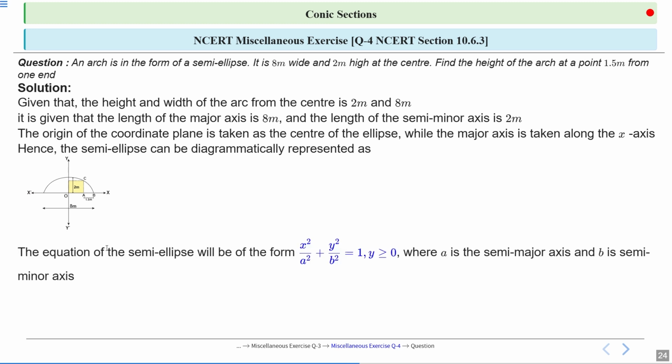The equation of the semi-ellipse will be of the form x square upon a square plus y square upon b square is equal to 1, where a is greater than or equal to 0, where a is the semi-major axis and b is the semi-minor axis. We know the length of the major axis is 2 times a. So 2 times a is equal to 8, and it implies a is equal to 4. And b is equal to 2.